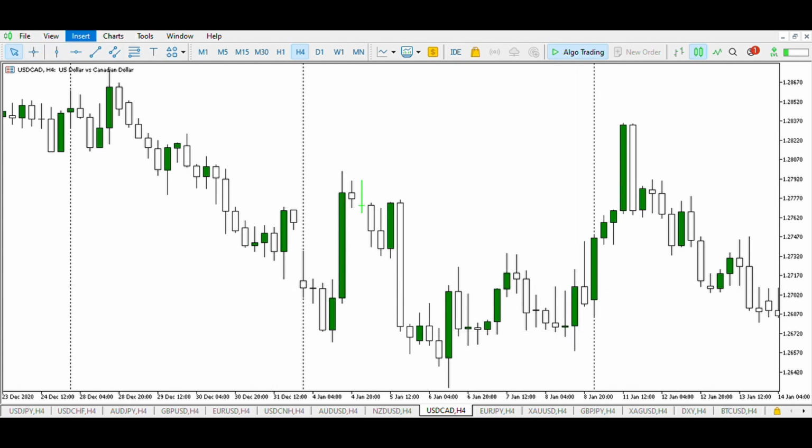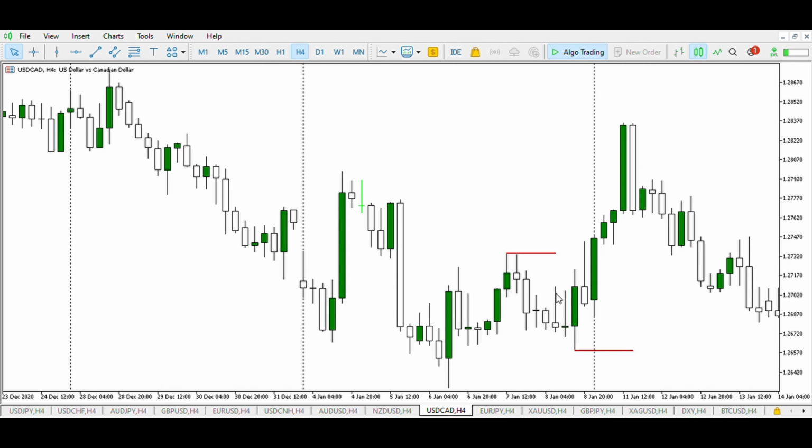Let me mark the highest point. This point here, this is the high, and this is the low. In the field of technical analysis, this high you see right here and this low you see right here, they are swings, because the market swings away from this high to this point and swings away from this low to this high.